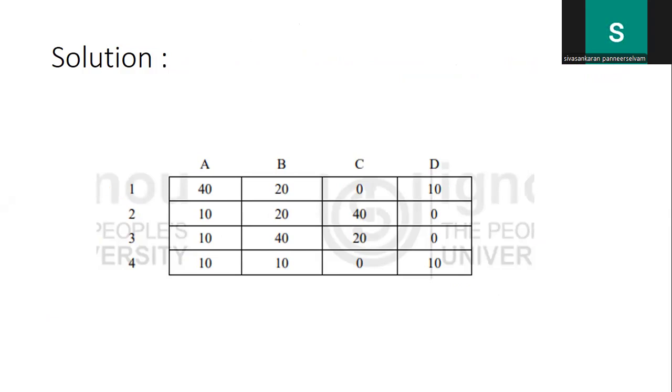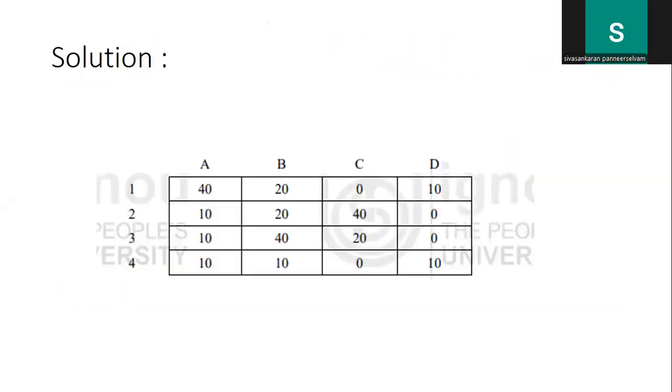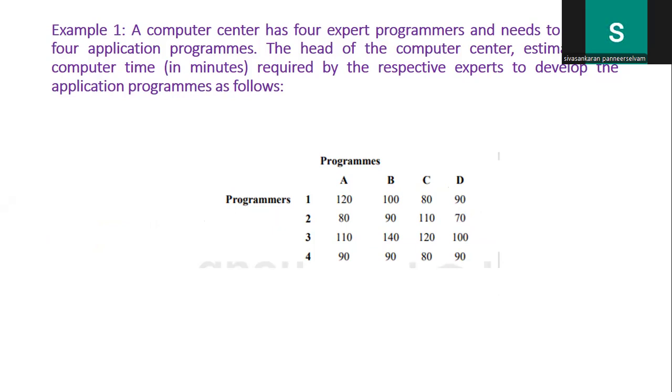Likewise, for the third row and fourth row, we have to do the same operation. So the minimum value is 100. So 110 minus 100, 140 minus 100, 120 minus 100, 100 minus 100. Okay, so you see the third row, the new values 10, 40, 20, 0.